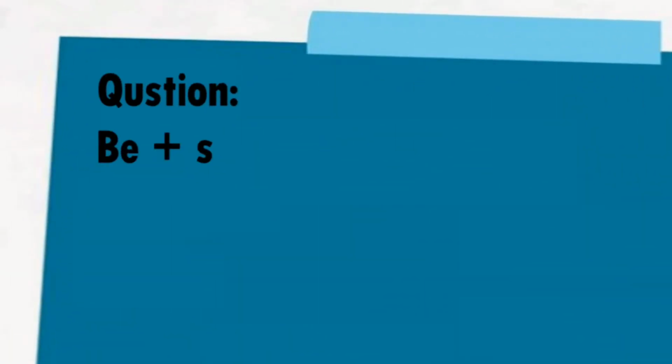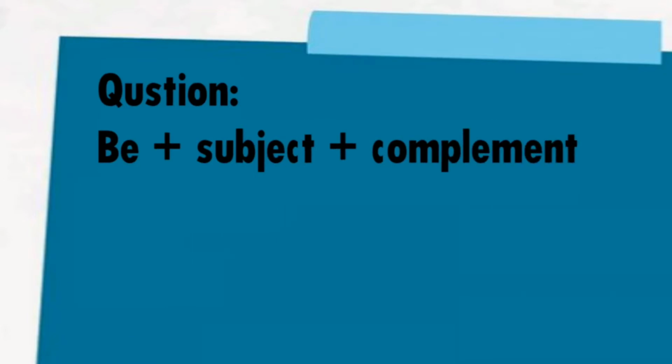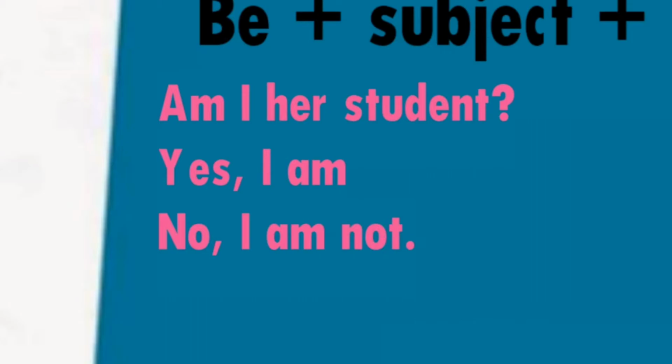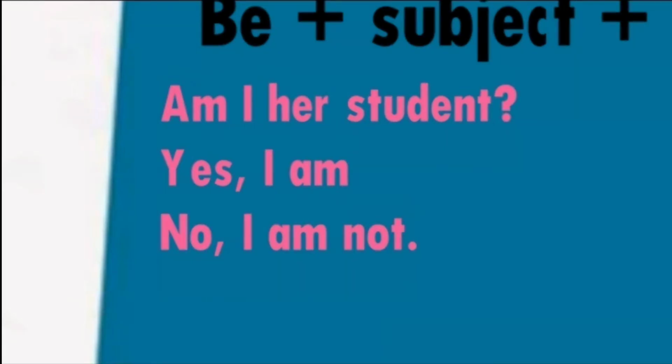As for the question form, you have to put be in the front of the sentence. The form is be plus subject plus complement. The example is, am I her student? Apakah saya muridnya? So you can answer with the short answer, whether yes I am or no I'm not.